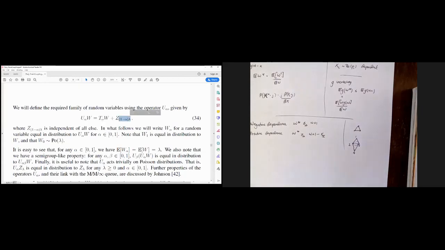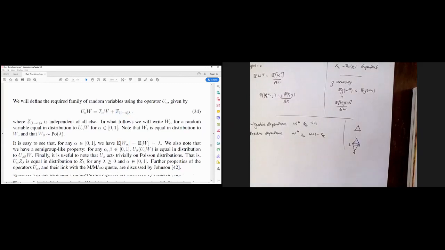Think of it just as a mass at 0. So when alpha equals 1, I've got W. When alpha equals 0, I'm throwing away all of my W, and I've got a Poisson with mean lambda. So from alpha equals 0 I've got a Poisson thing. When alpha equals 1, I've got W, and I can define a random variable for any value of alpha between 0 and 1. So I've got this sort of family of random variables.